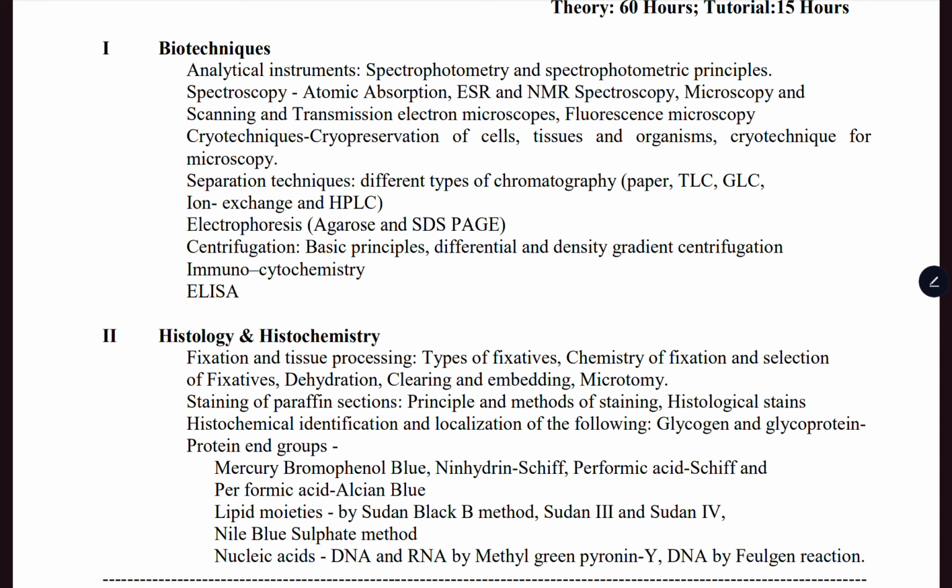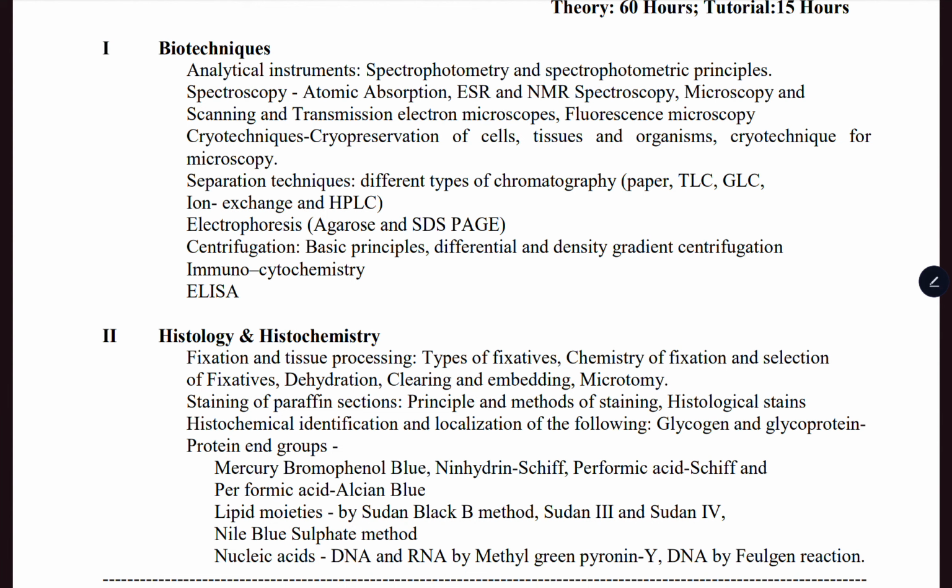We have different types of separation techniques: paper chromatography, TLC, GLC, ion exchange, and HPLC. We have to study electrophoresis, centrifugation, basic principles, differential and density gradient centrifugation, immunocytochemistry, and ELISA.